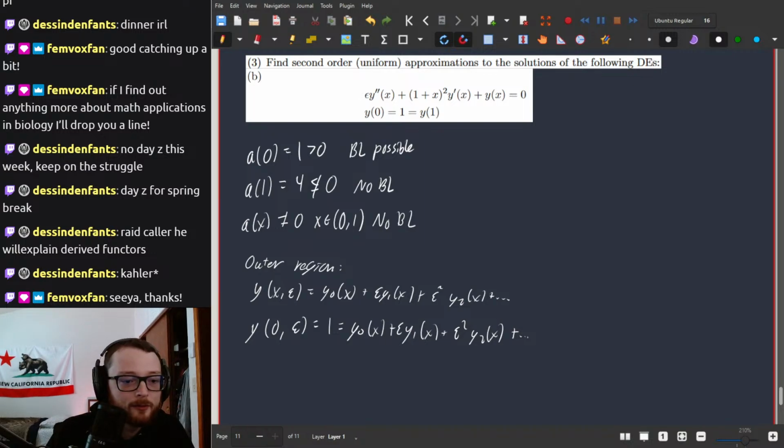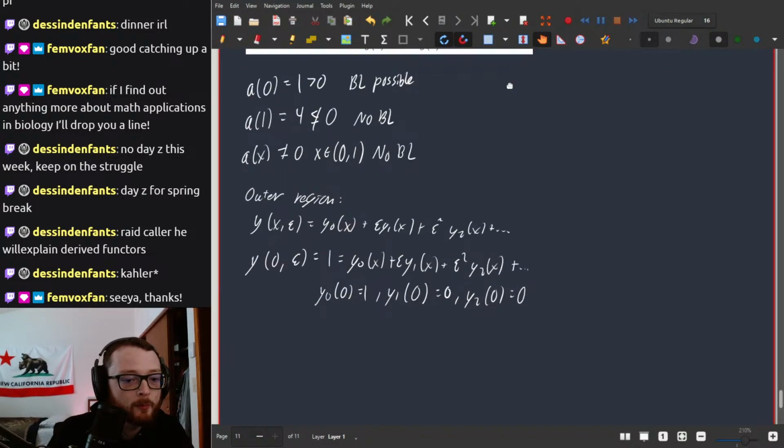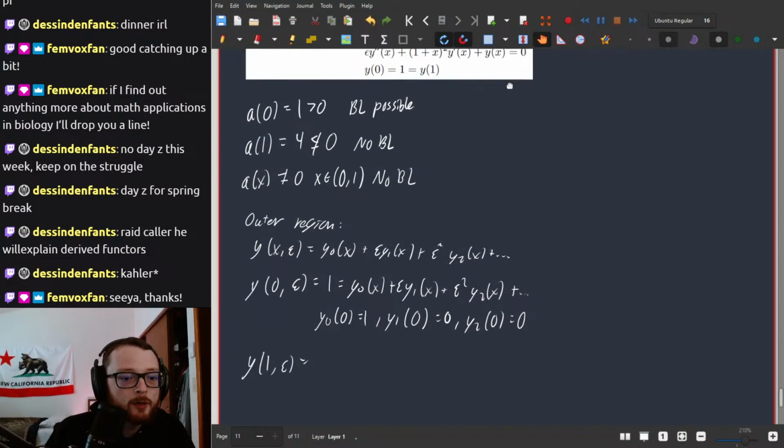Anyway, by equating coefficients, we're going to find y0 of 0 is 1. y1 of 0 is 0. y2 of 0 is 0, and so on. We might not even need y2. I'm not sure. The other boundary condition at 1 is also 1. I'm not going to rewrite all that.